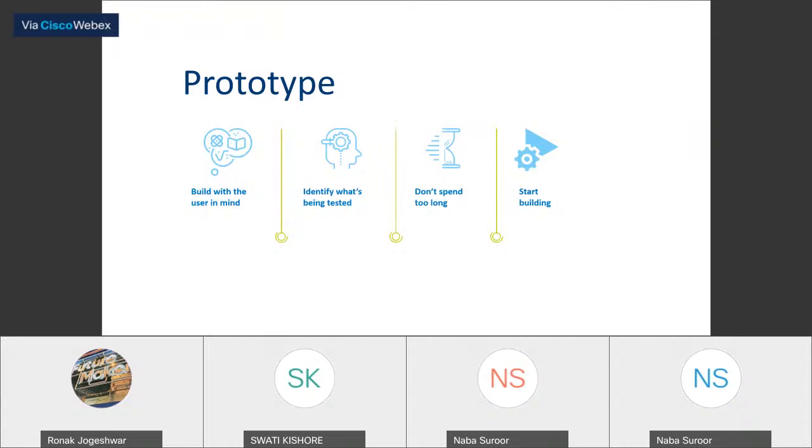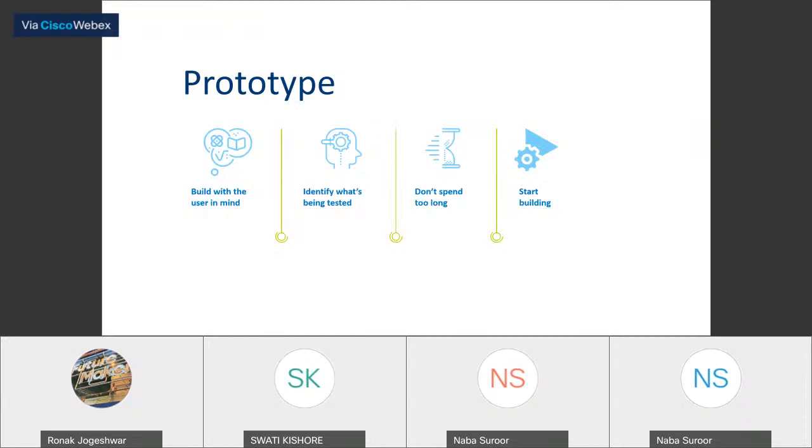You also need to identify what exactly you are testing. Obviously you'll be testing your whole prototype, but there are so many aspects to your prototype. There might be a presentation which you would like to test for how well it is being received, whether it is being well received from your audience or not.